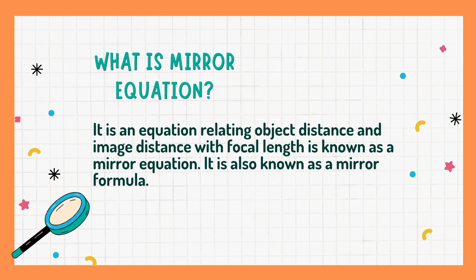So what is the mirror equation? It is an equation relating object distance and image distance with focal length, known as the mirror equation. It is also known as the mirror formula. The mirror equation is used to calculate various aspects of an image formed by a mirror, such as its position, size, and nature. It helps us understand how light rays reflect off a mirror and predict where an image will appear when an object is placed in front of the mirror.